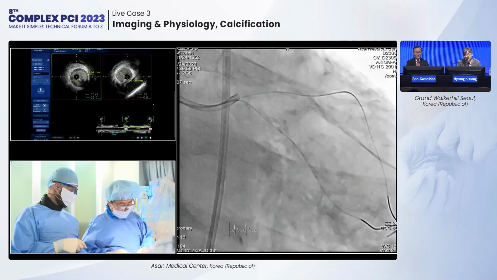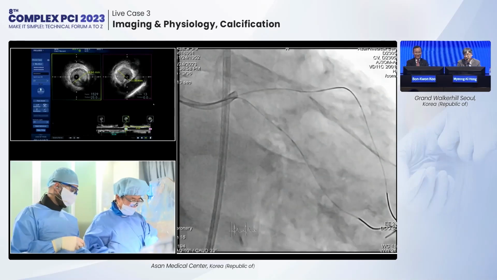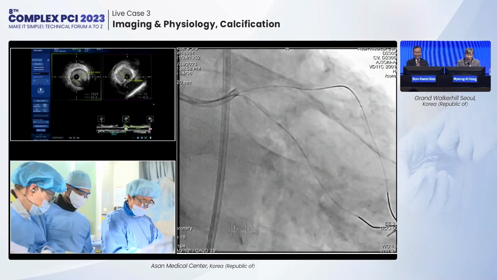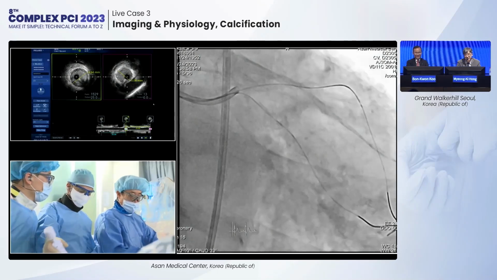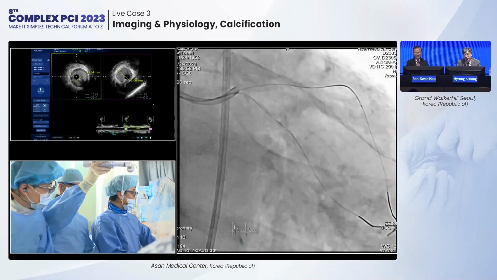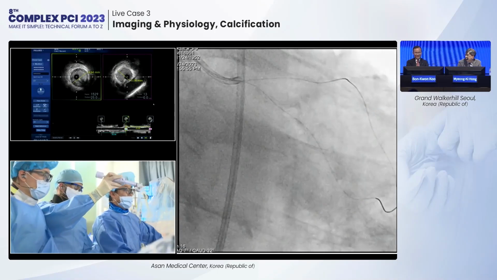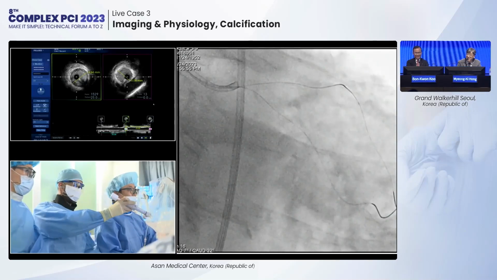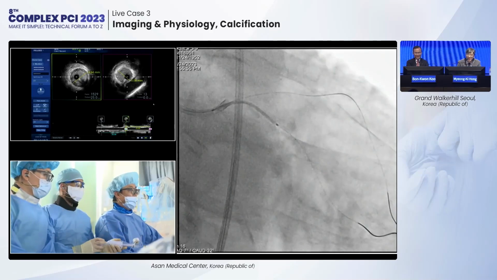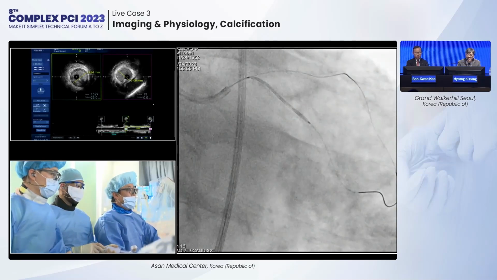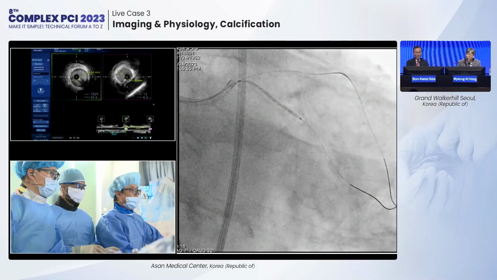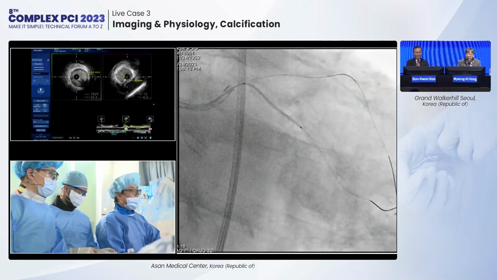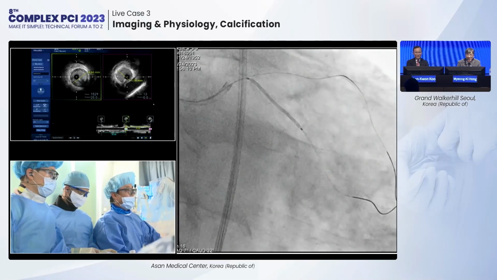If you try to introduce the IVUS and there is inability to pass, you dilate it. But you see, even with balloon dilation, there is some severe calcification. So after the stent deployment, I expect there is some residual diameter narrowing even with stent deployment. At that time, think about rotational ablation first, rather than balloon dilation.